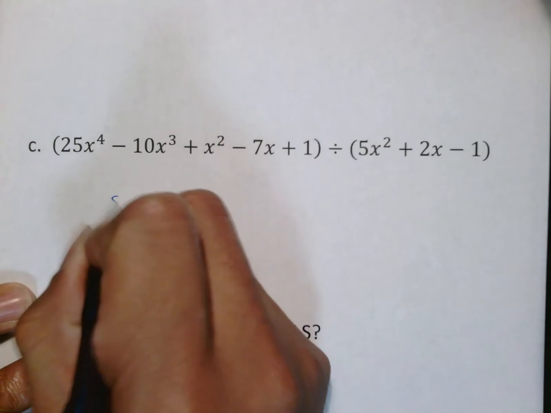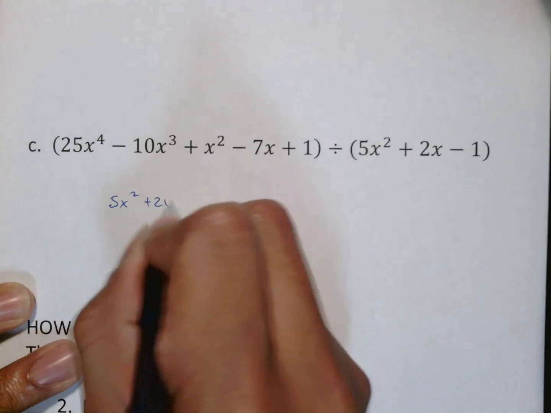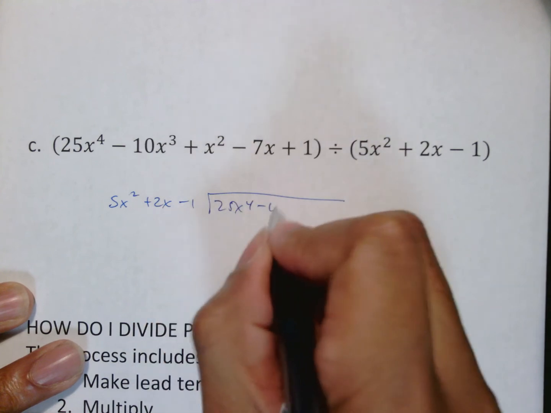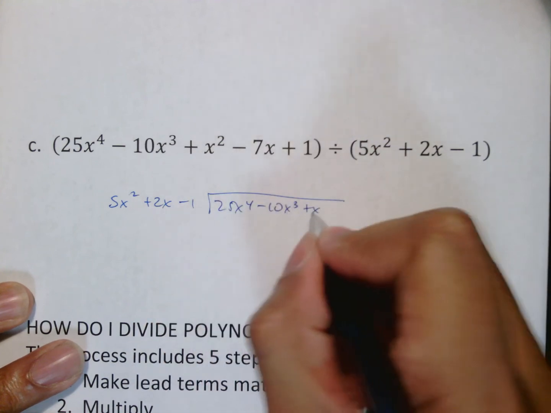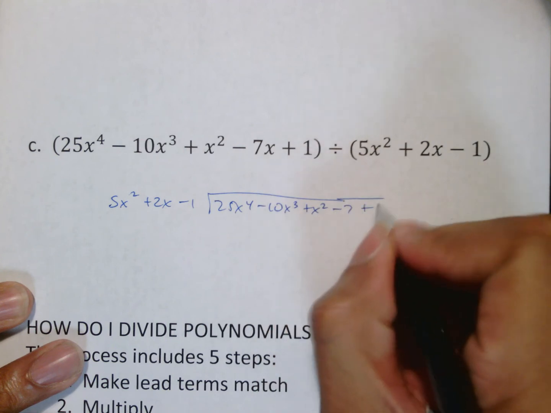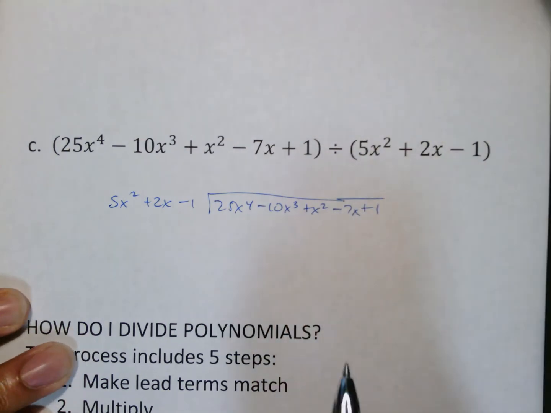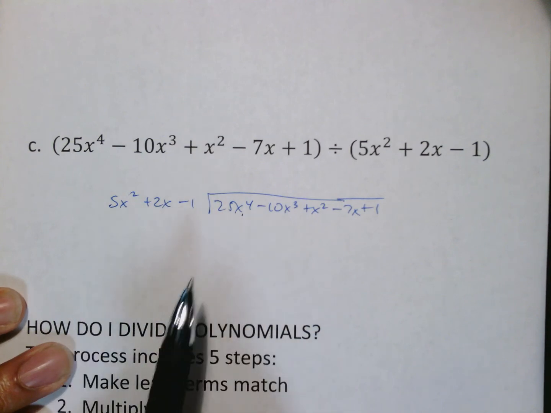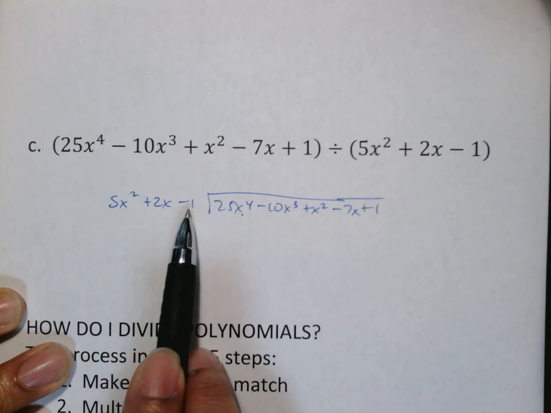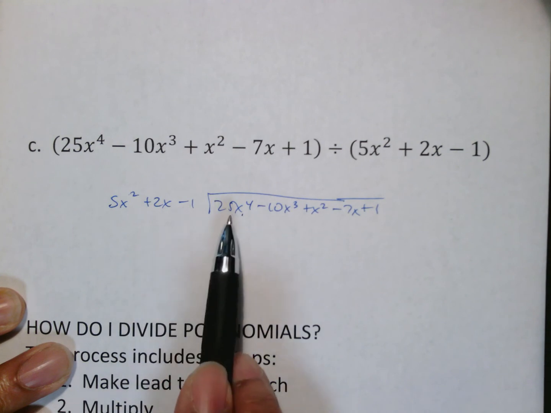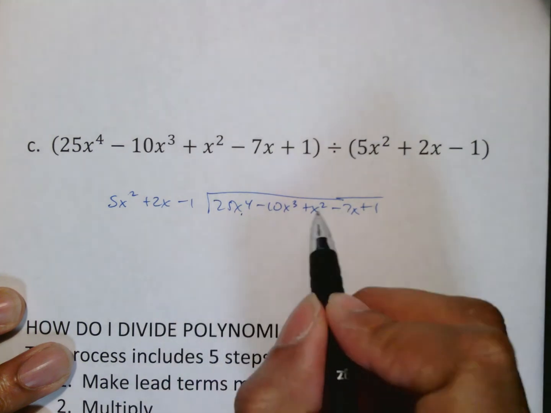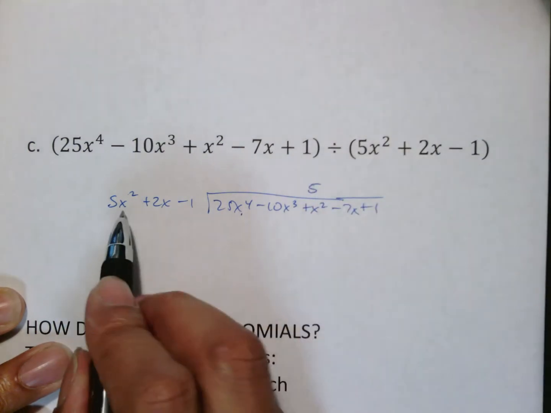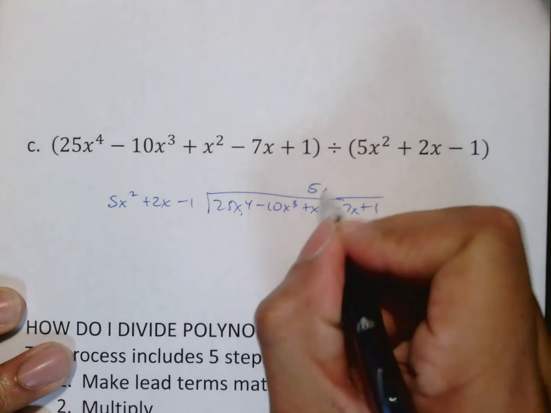And then the third one, you have 5x squared plus 2x minus 1 going into 25x to the fourth minus 10x to the third plus x squared minus 7x plus 1. And so what we do here is we again look at this and this, but here's the difference between what we saw. This has 1, 2, 3 terms. And because it has 3 terms, you must start above the third term. So your number would go here. The first thing you would have to do is multiply by 5. The second thing you need, because there are 2 x's and 4 x's, is 2 more x's.